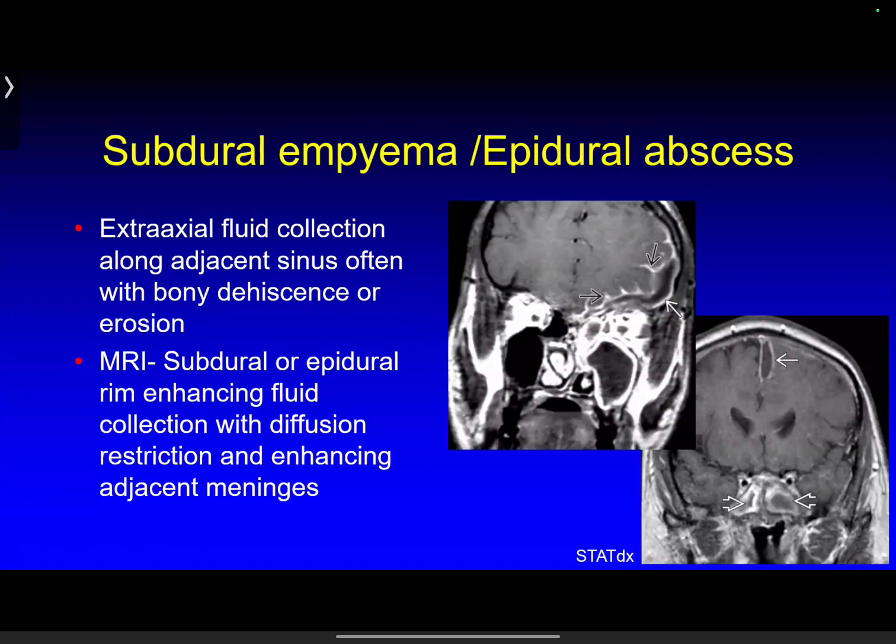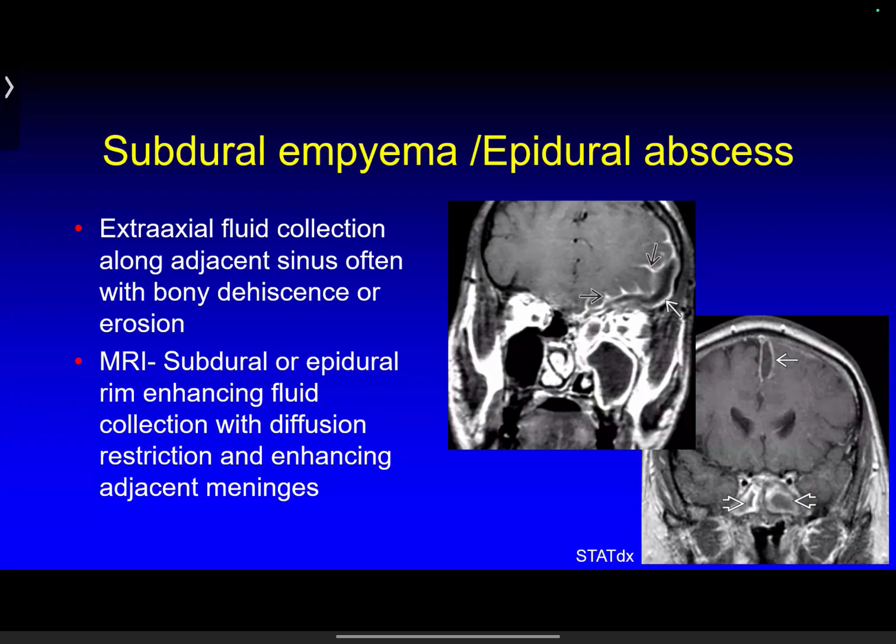Infection in the extraaxial space can result in subdural empyemas or epidural abscesses. So you'll see extraaxial fluid collection along the adjacent sinus. You may not see bony dehiscence or erosion because infection can spread from the sinuses into the intracranial compartment through valveless veins.